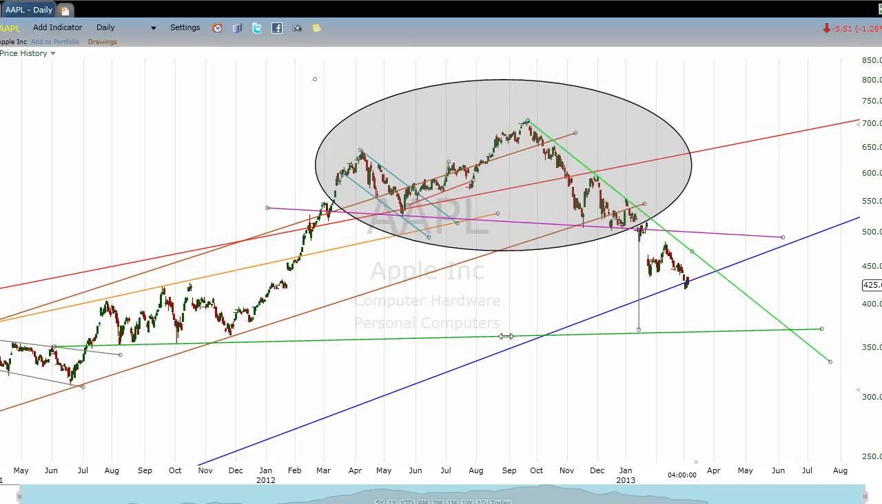So there you go, guys. I just wanted to share this with you. You can see that the break of that blue line isn't that great, but this target from the head and shoulders top, I would respect that. I would wait for that.